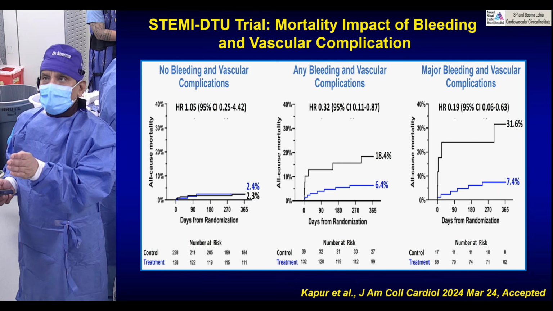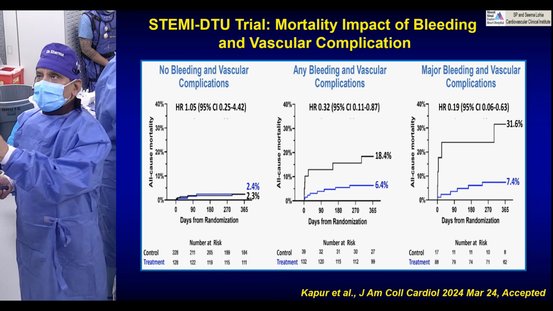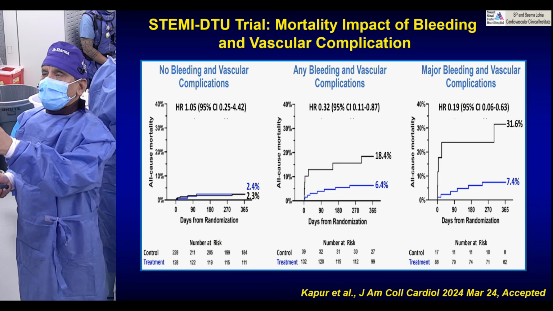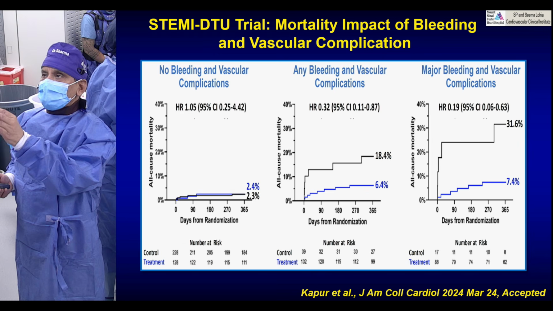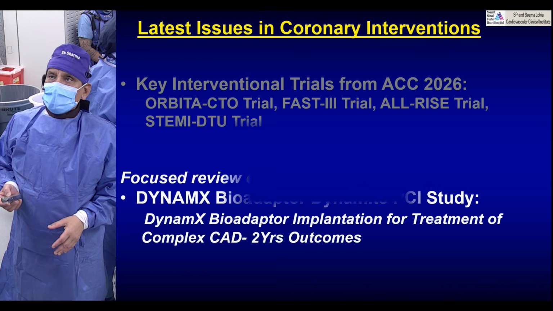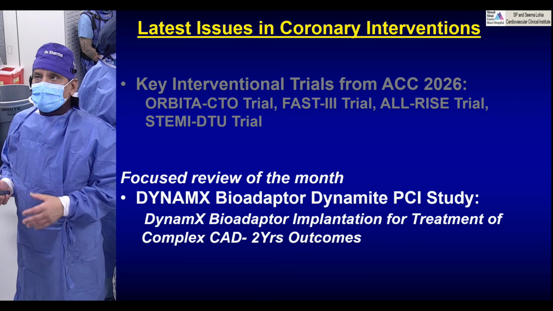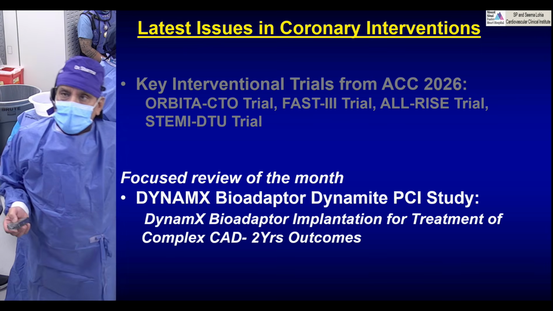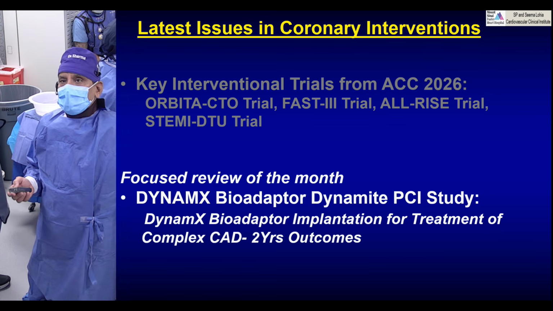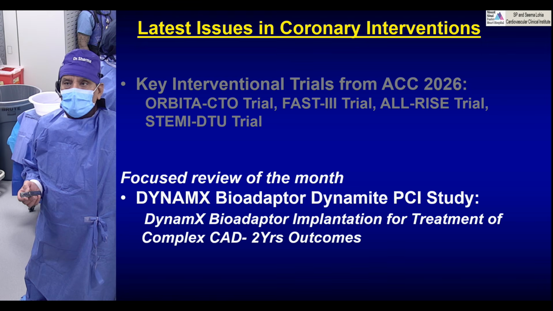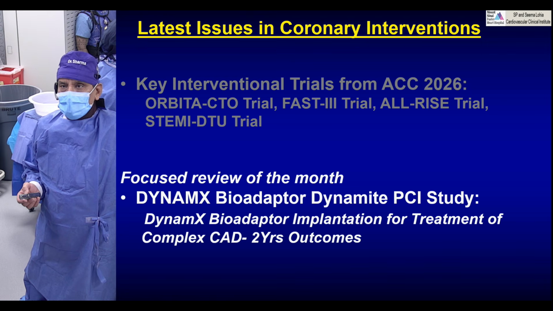And patients who have bleeding, we all know, are associated with all-cause mortality. Those who had a major bleeding and vascular complication, mortality was 31.6%. Otherwise, it was 7.4%. So clearly, the trial, in my opinion, did not serve its purpose and was negative all the way.